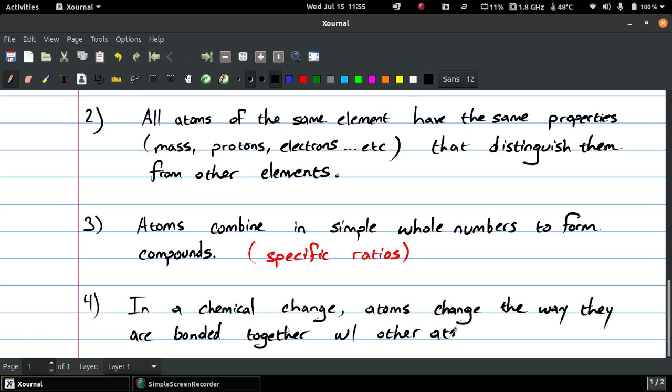And look at that, I fit it. Okay, so if you need to copy any of these, just pause the video as I'm reading them and copy them down. But I'm going to go to the next page.